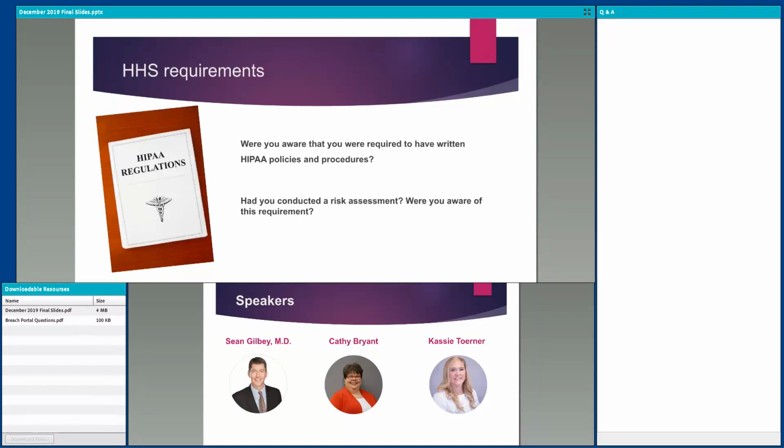We already mentioned a little bit before about written policies and procedures and a risk assessment. This was something that the OCR requested of you. Were you aware that you needed those in place prior to this, and what did you do after?